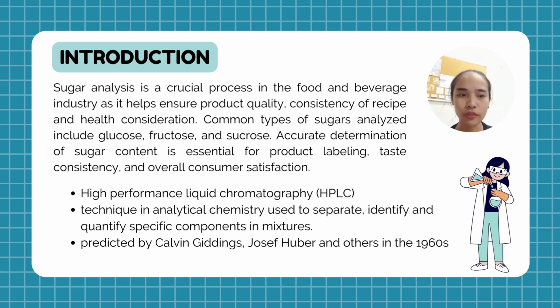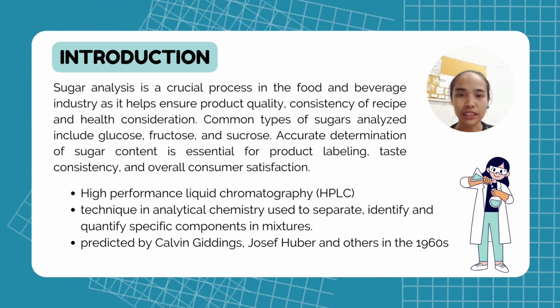This analysis involves high-performance liquid chromatography, or HPLC. It is a technique in analytical chemistry used to separate, identify, and quantify specific components in a mixture. This method was pioneered by Kelvin Giddings, Joseph Huber, and others in 1960.